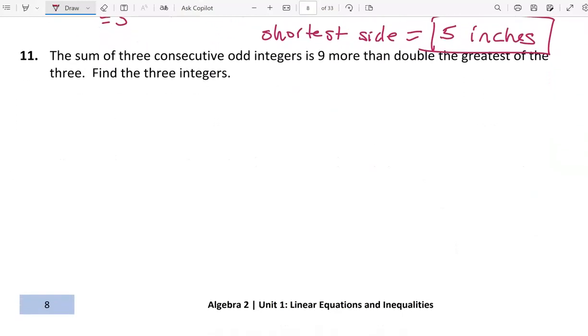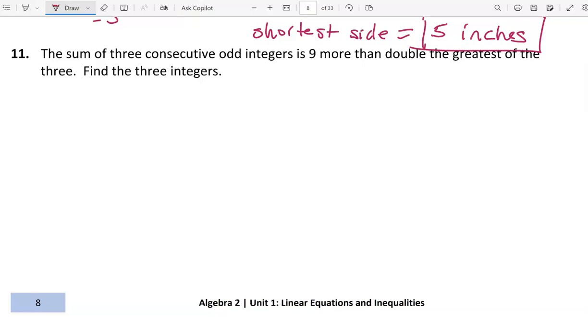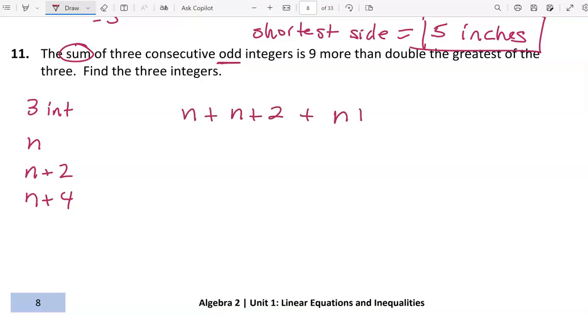All right, in number 11, the sum of three consecutive odd integers, look for that word right there, is 9 more than double the greatest of the three. Find the three integers. Well, our three integers are going to be n, n plus 2, and n plus 4, since they're consecutive odd integers, they differ by 2. The sum of those consecutive integers is what I get when I add them together. So that will be n plus n plus 2 plus n plus 4.